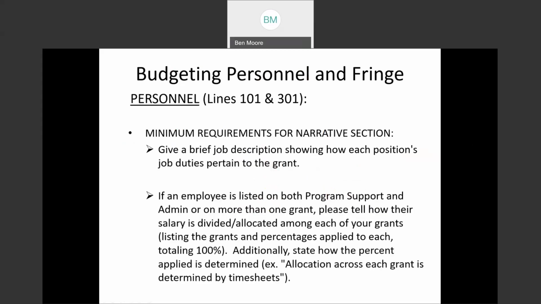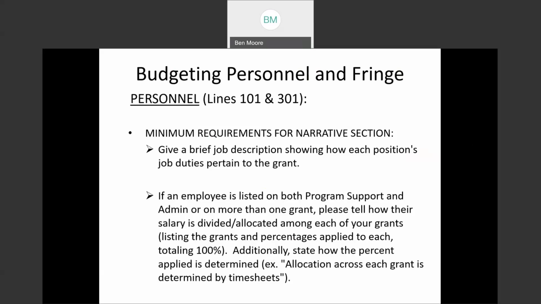The minimum requirements for the narrative section of the personnel budget are that you need to give a brief description showing how each person's job duties pertain to the grant that they're being charged to. If an employee is listed on both program support and admin, or on more than one grant, please tell how their salary is divided or allocated among each of the grants that they are charged to. List the grants and percentage applied to each, and again, they must total 100. Additionally, state how the percentage applied is determined.